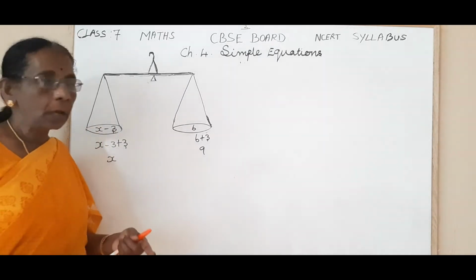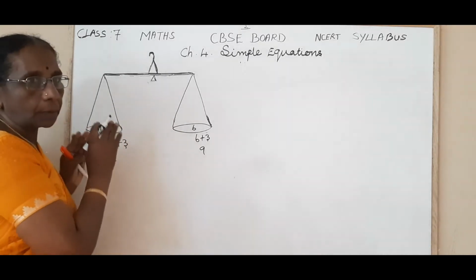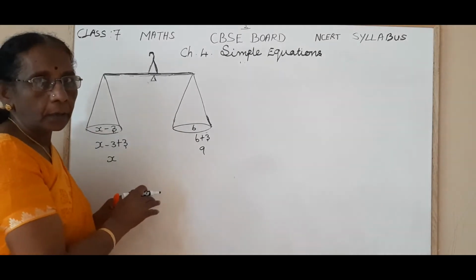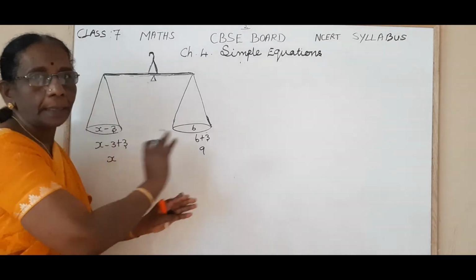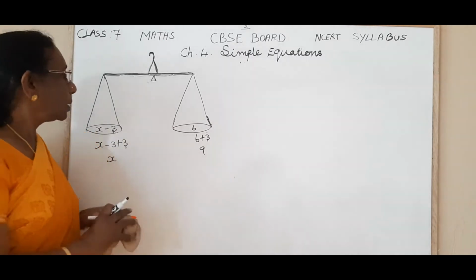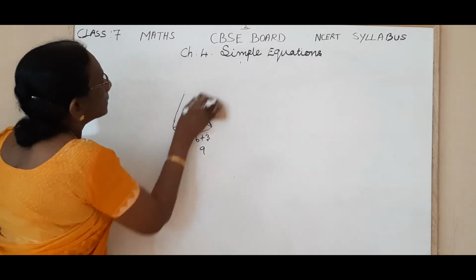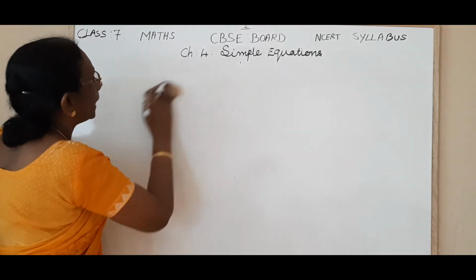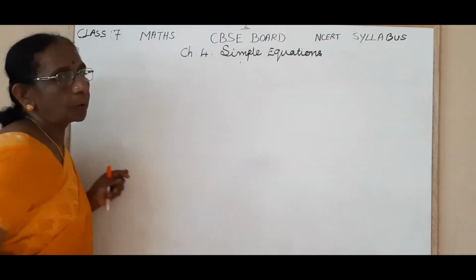Have you understood? If you add or subtract or multiply or divide with the same number on the left pan and the right pan, the equality will be maintained. Have you understood? Now, using these principles, we are going to solve the equations in exercise 4.2.